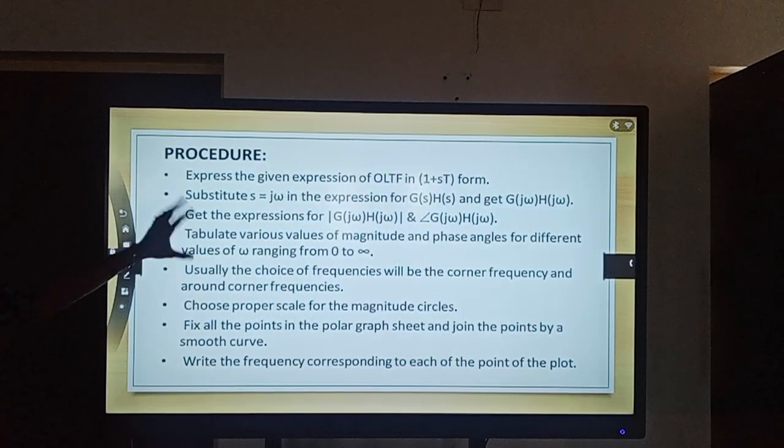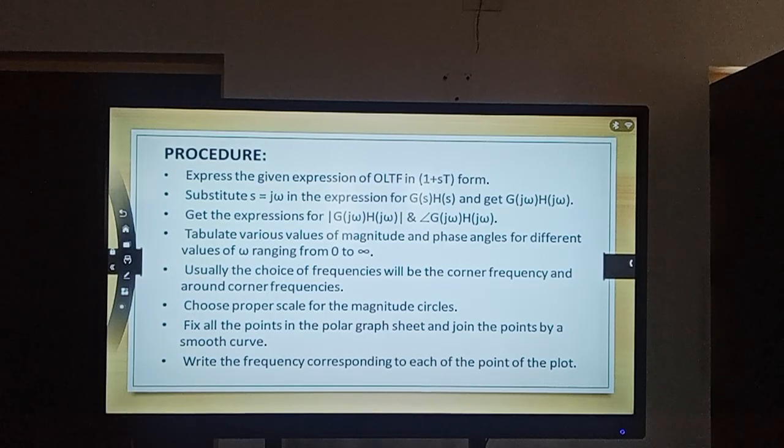So before going to the problem, let's see the procedure. First, you have to check whether the open loop transfer function is in the form of 1 plus sT. If it is s plus 2, you have to take the common factor 2 outside. Then it will be like 1 plus s by 2, so it becomes 2 into 1 plus 0.5s. The first step is that it should be in the form of 1 plus sT. Next, we have to replace s with j omega.